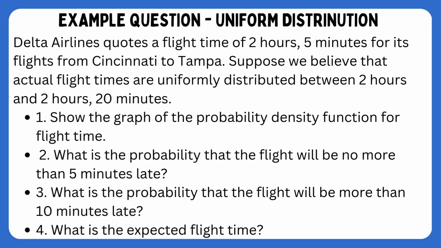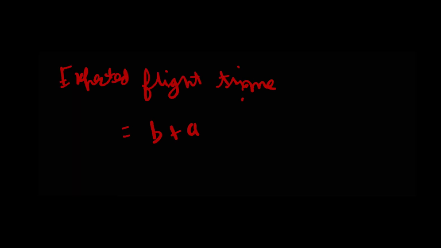Now let's look at the fourth and last question, which is expected flight time. Expected flight time is b plus a by 2, which is 140 plus 120 by 2, that is 260 by 2, and that is 130 minutes, which is 2 hours 10 minutes.